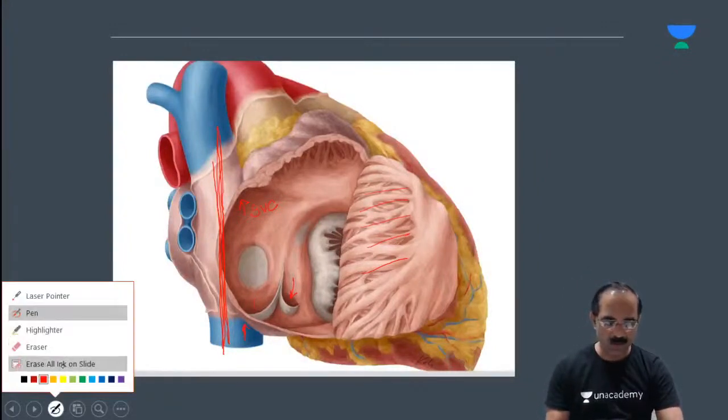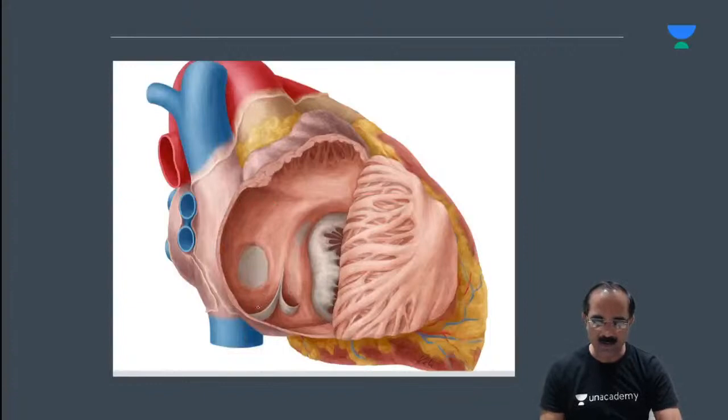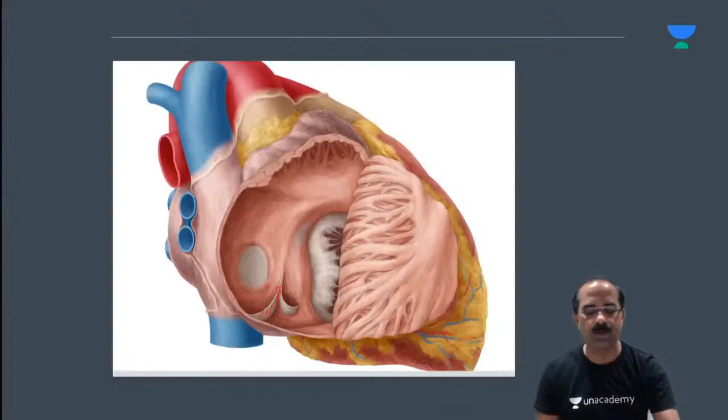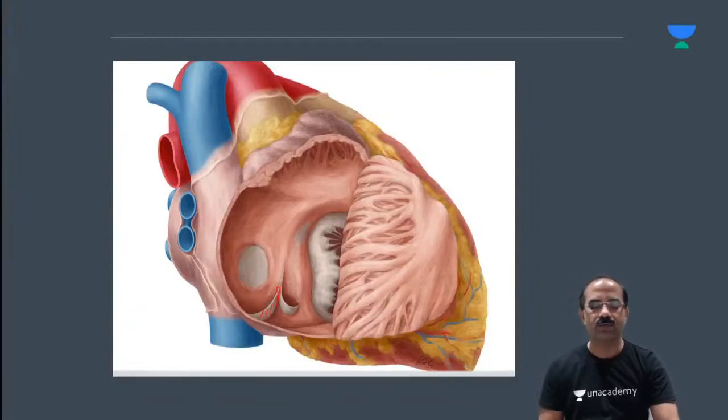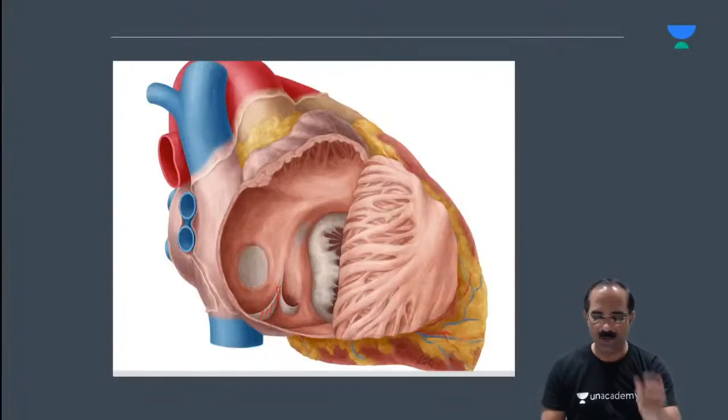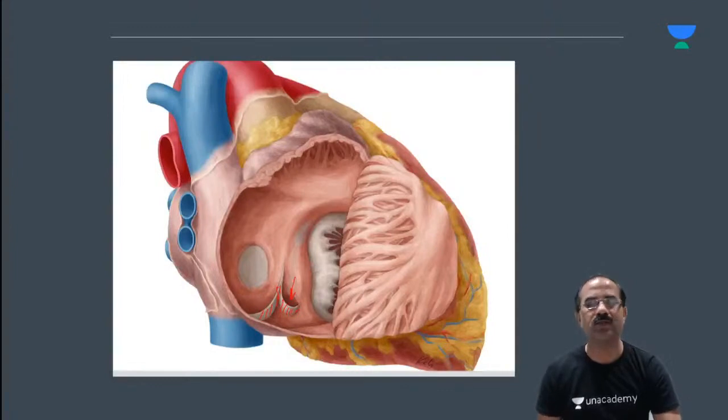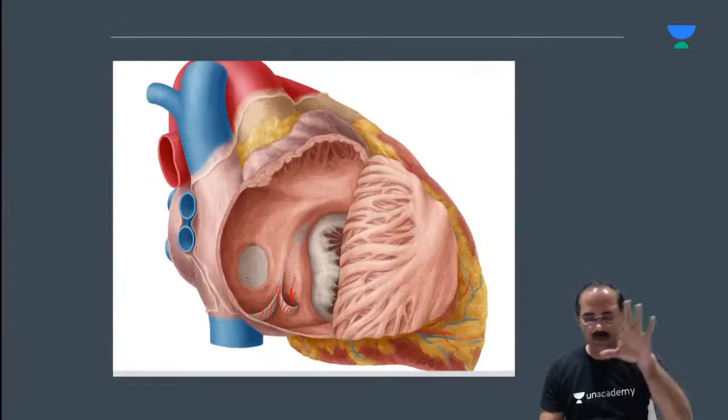Tell me students, this opening of IVC is guarded by a valve. There is a valve here. What is the name of this valve? You can answer this. It's protected by a valve. Anyone? Answer. This is what we call the Eustachian valve. And the opening of coronary sinus, there's a valve here. What is this valve known as? The Thebesian valve. So this is the Eustachian valve, and that's the Thebesian valve.